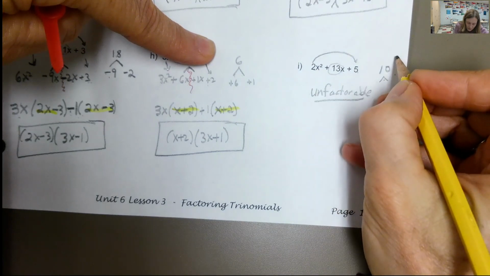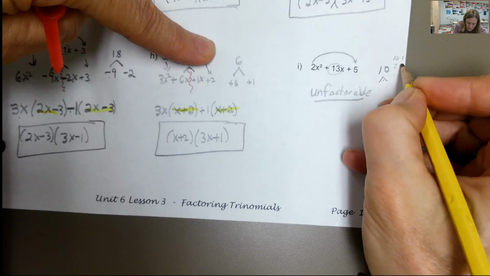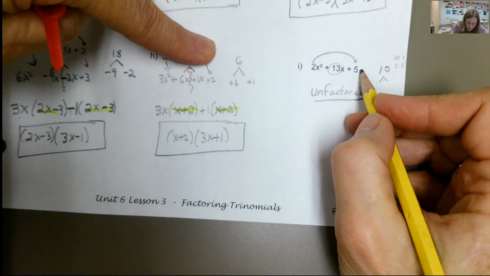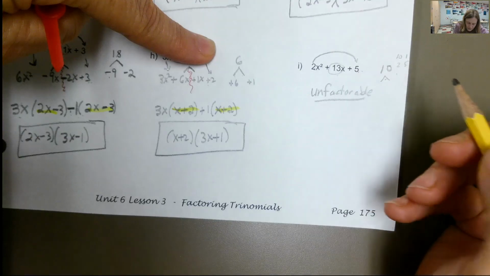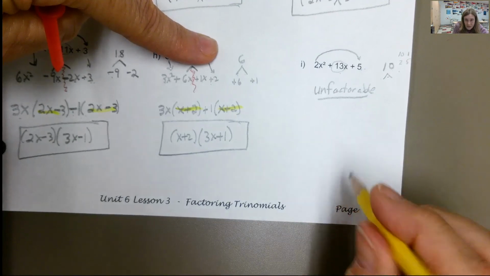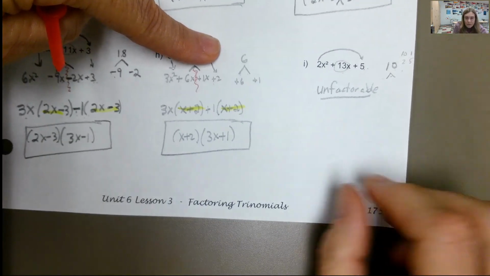You can try them all out if you want. 10 times 1, 2 times 5, 3, 4, 5, no, nothing. There are no factors of 10 that add up to 13. So we will say that's just unfactorable. Sometimes you get that. Not too often, but sometimes.